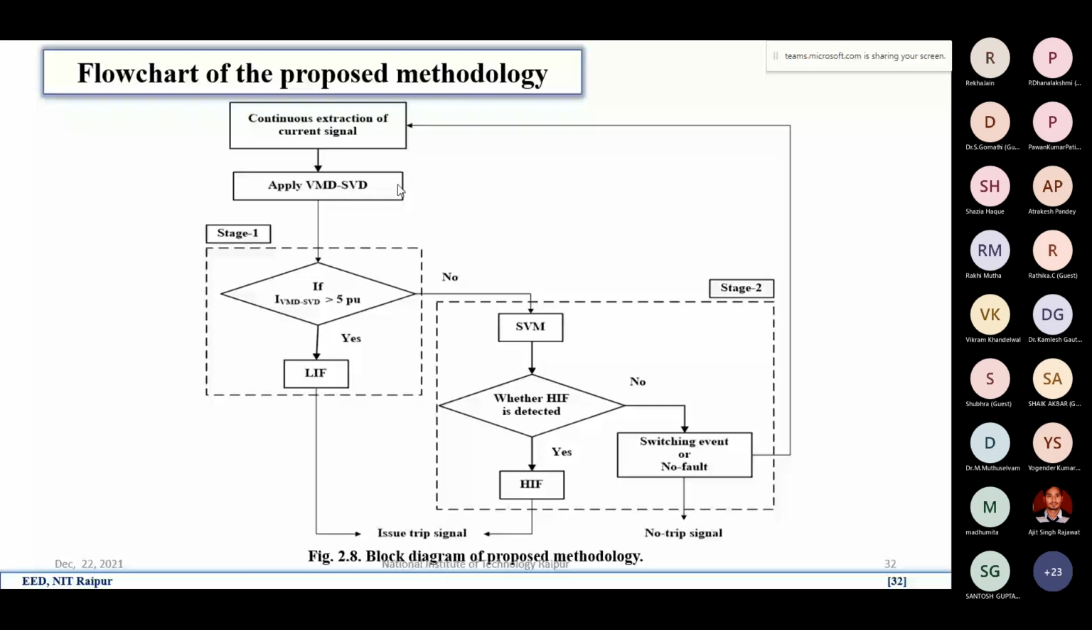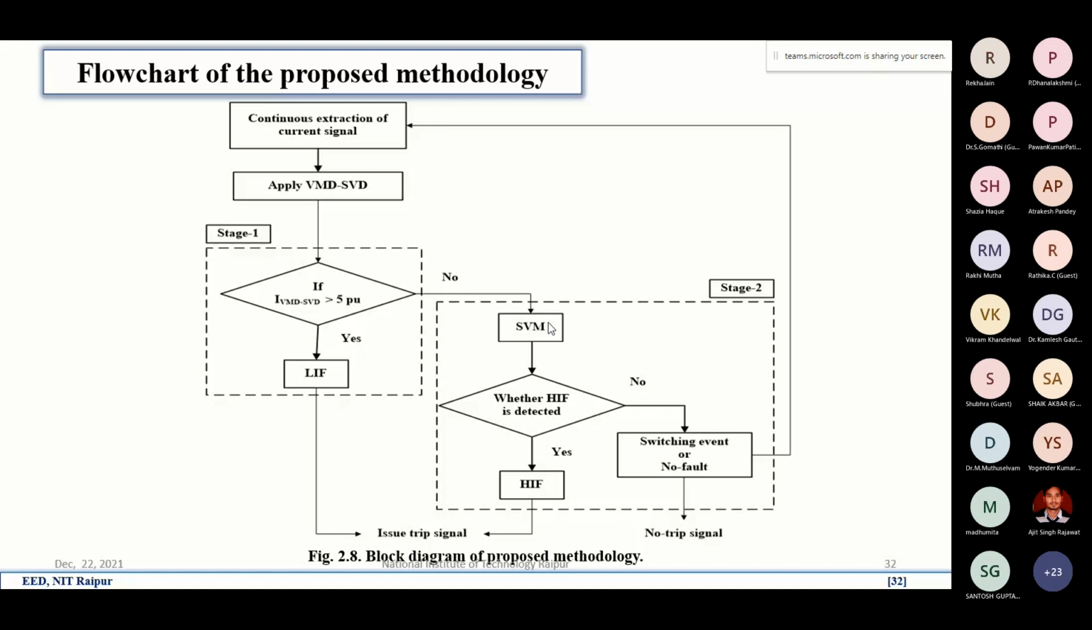If this feature vector is greater than a fixed value, that is a threshold of 5 per unit, then it is considered to be a low impedance fault. But if it is less than 5 per unit, then it may be a high impedance fault. To detect the high impedance fault, we have utilized the support vector machine, because by looking at the simple current signal, no one can identify the presence of a high impedance fault in the system. So that can be done using a machine learning based technique.